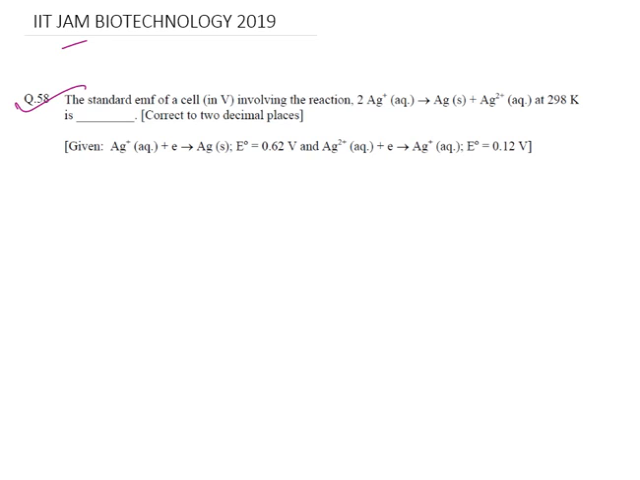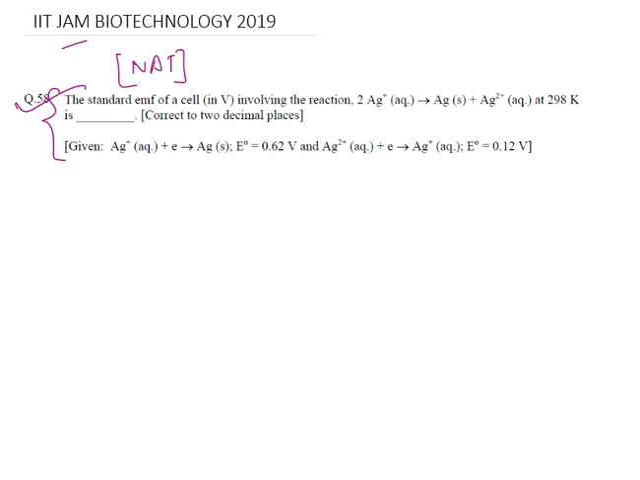This is the question from section 3, the question number is 58, and the question is a numerical answer type question. That means we need to find a numerical value as an answer. So let's see what is in this question.